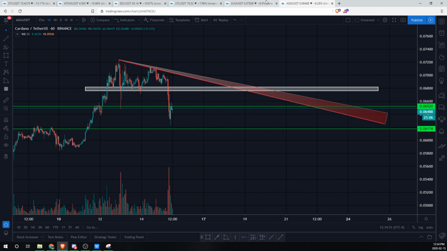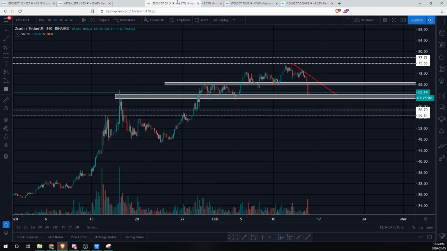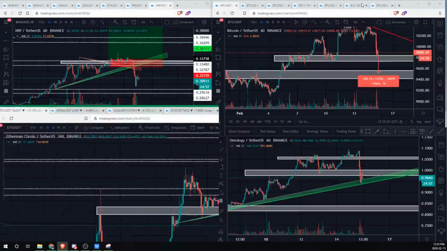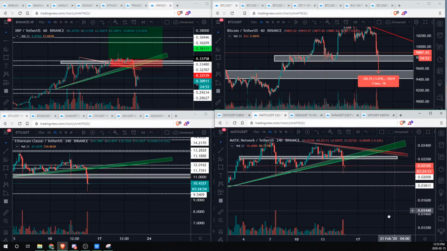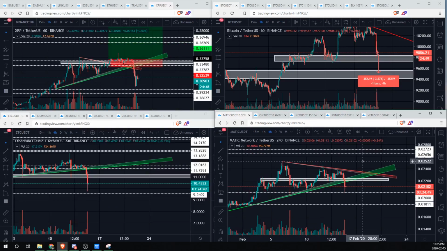So that'll be here. XLM I'm not really looking at. LTC I'm not looking at. ZEC I could potentially see. Atom definitely not. And ETC definitely not. So let's just look. ONT not too much. MATIC I still could potentially see, because that descending zone is looking pretty good there.